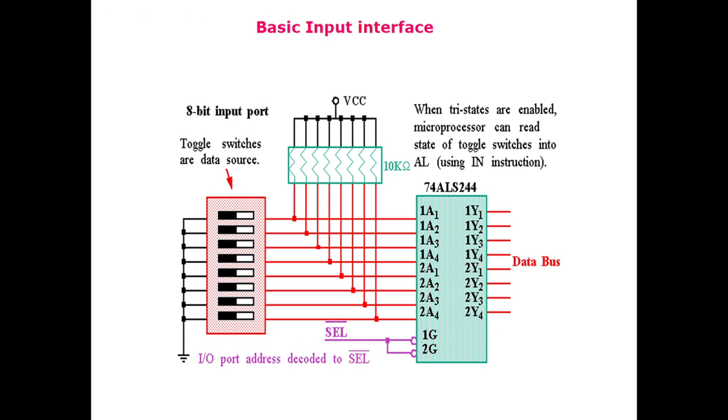This is a very simple example of how a basic input interface can be created. In this circuit, we have 8-bit toggle switches, and these toggle switches can be switched on and off. These toggle switches are connected with ground, and an external source VCC is provided through resistors here. So these toggle switches can be the source of 8-bit data. Assume that this together is an 8-bit source of data.